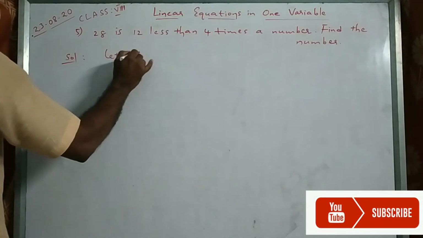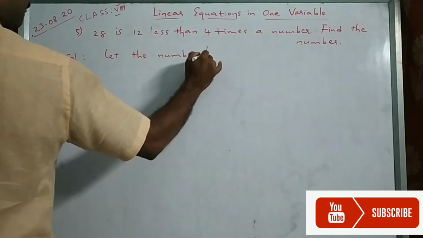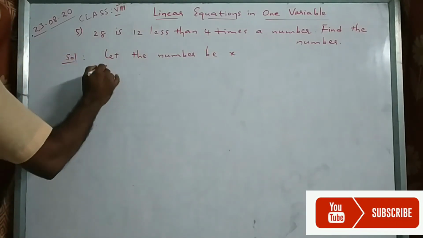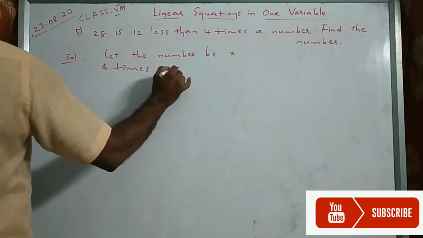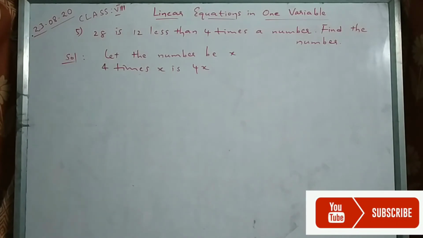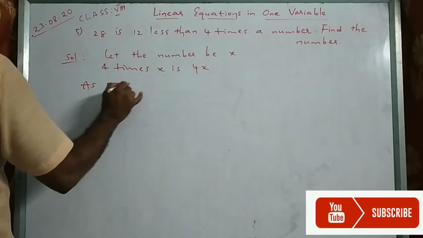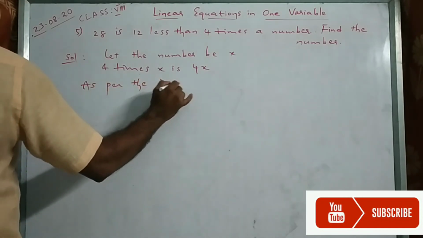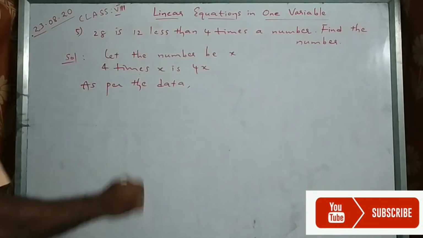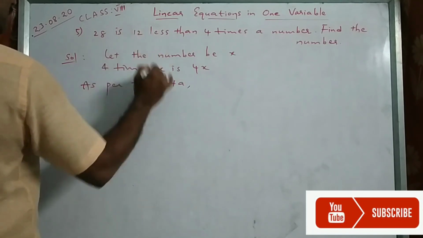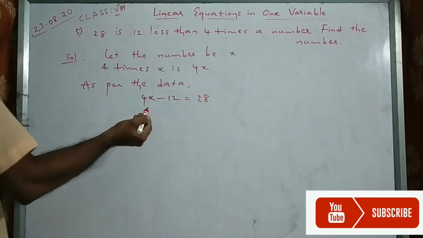Let the number be x. Four times the number is 4 times x, is 4x. 12 less than 4 times x. As per the data condition, read the question carefully and frame the equation. 12 less than 4 times a number. 4 times a number is 4x. How much less here? 12 less. That is equal to 28, which is a linear equation in one variable.